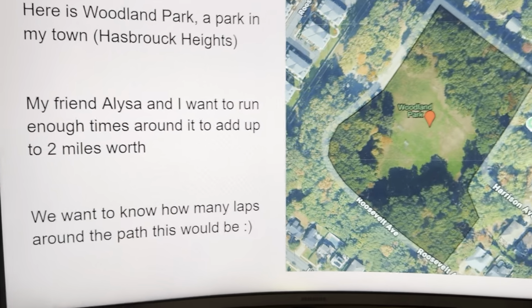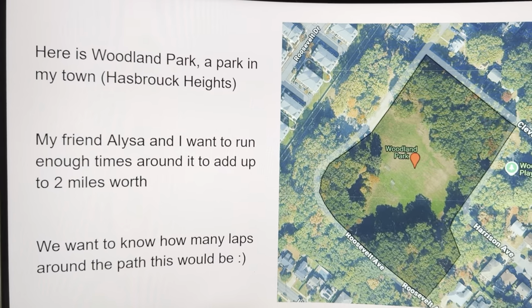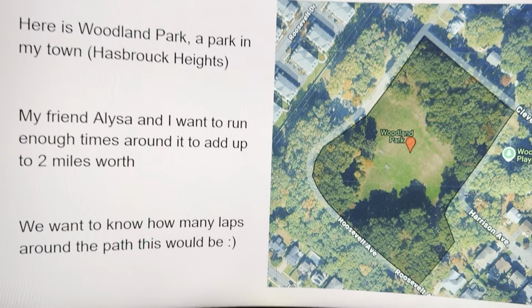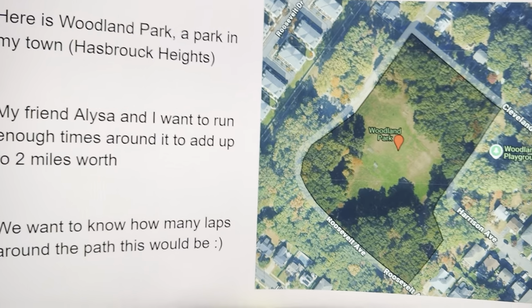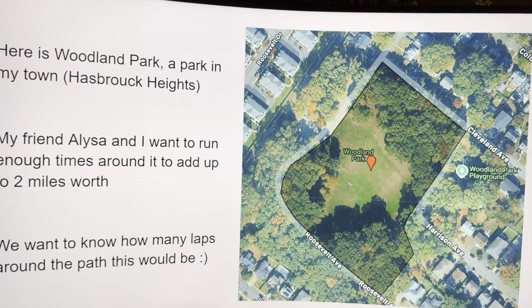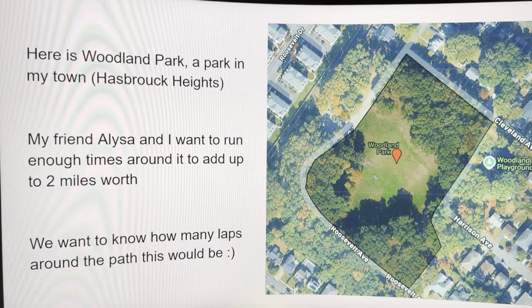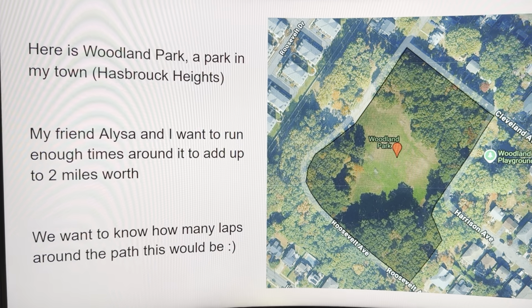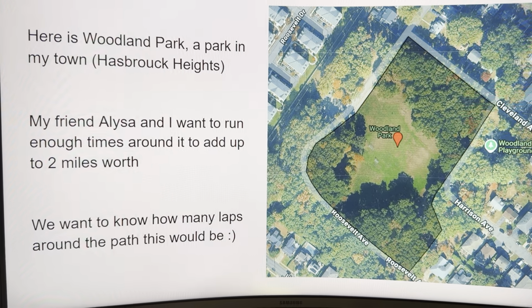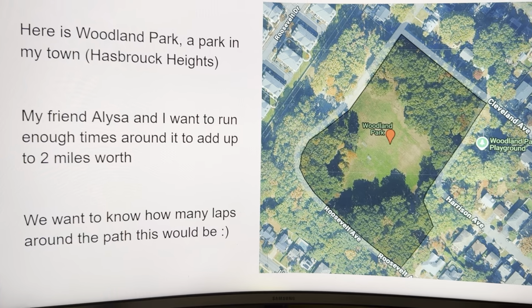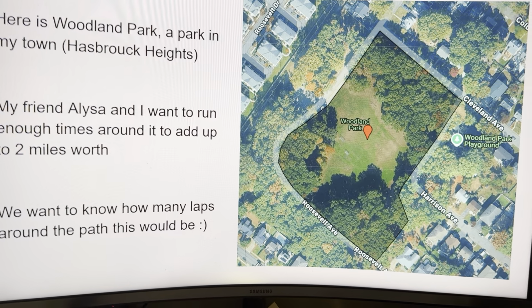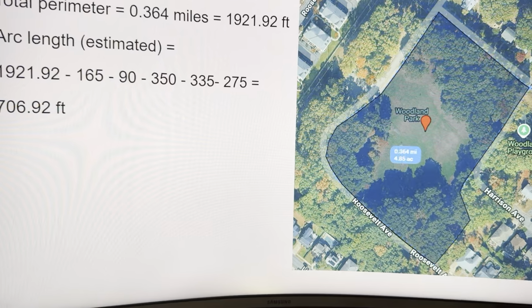So I live in Hasbrook Heights, and I wanted to choose this park in my town called Woodland Park to figure out a running path. Me and my friend Alyssa usually run about 2 miles worth a couple times a week, and we go through side streets in our town. But we wanted to figure out how many times running around Woodland Park would equate to 2 miles worth, so we could have a new running path.